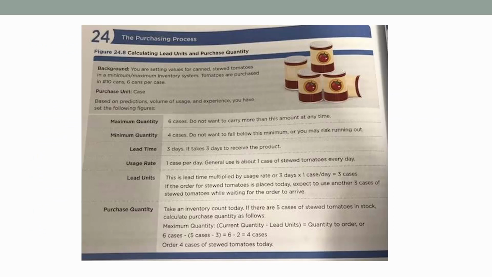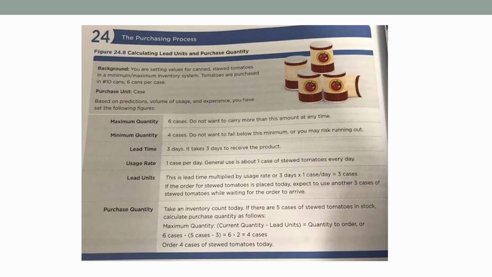So let's look at that figure 24.8 here. In this example, you're setting values for canned stewed tomatoes in a minimum maximum inventory system. Tomatoes are purchased in number 10 cans, and you get 6 cans per case, and so you are buying it in that case as the purchase unit.